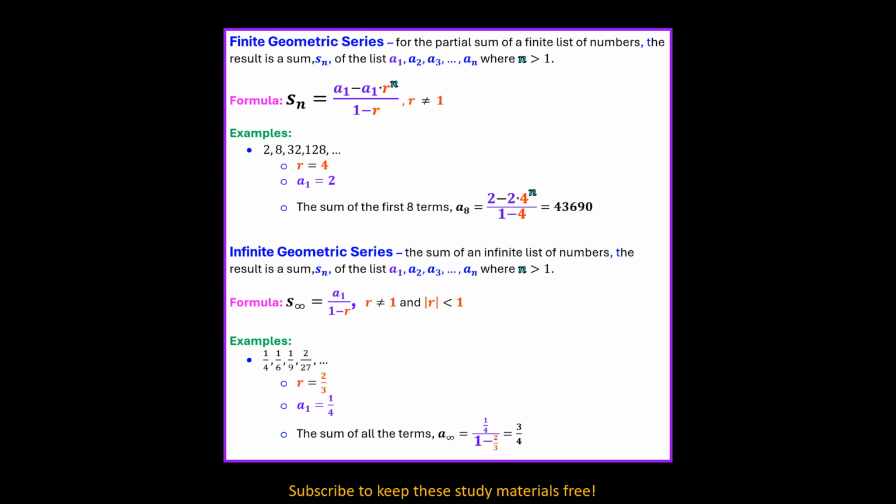The finite series is for when we want just a certain portion, a partial sum, just as before. But for the infinite geometric series, we have a situation where we can ask what is the sum of all the values. However, that is reserved only for the infinite geometric series where the absolute value of the ratio is less than 1.